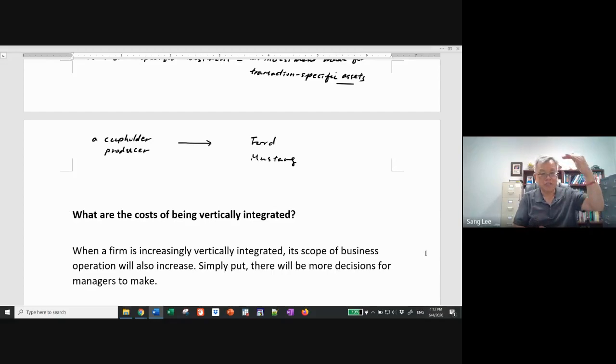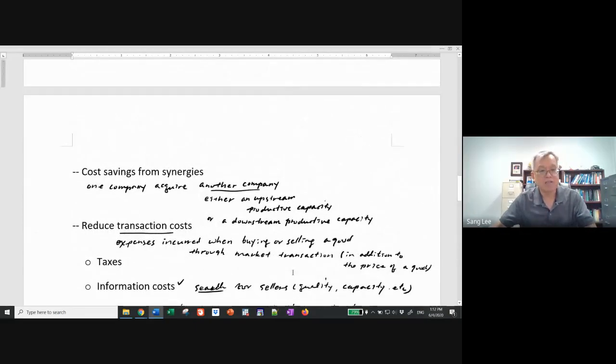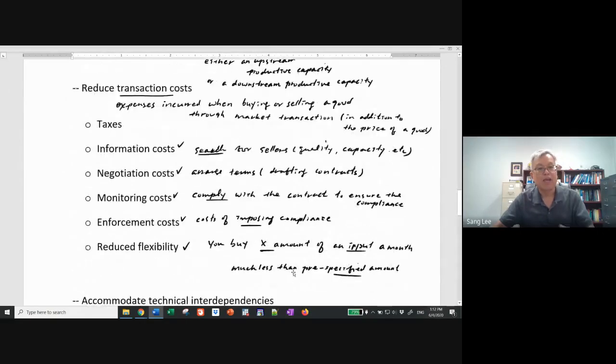So far, we discussed the benefits of a firm being vertically integrated. To summarize again, there could be some cost savings from synergies by simply avoiding the duplication of unnecessary functions. And through vertical integration, you can reduce market transactions. So you can reduce tax, information cost, negotiation cost, monitoring cost, enforcement cost, or the loss of flexibility. So you can reduce a lot of transaction cost.